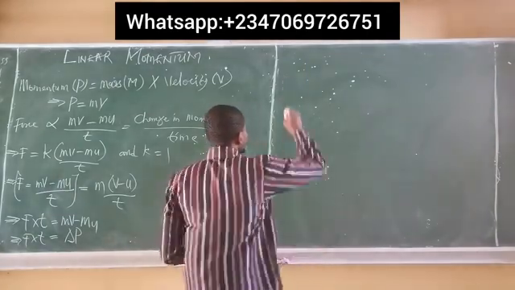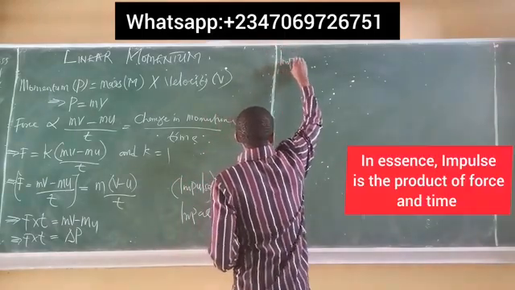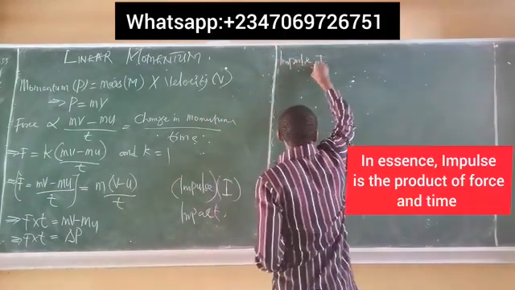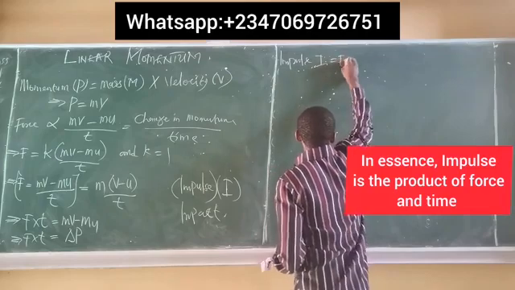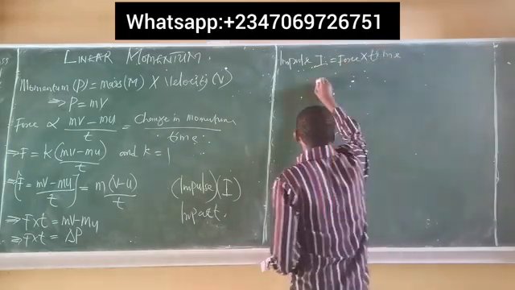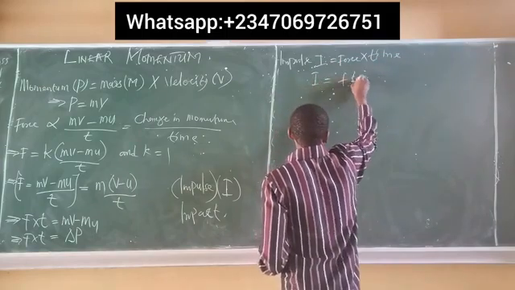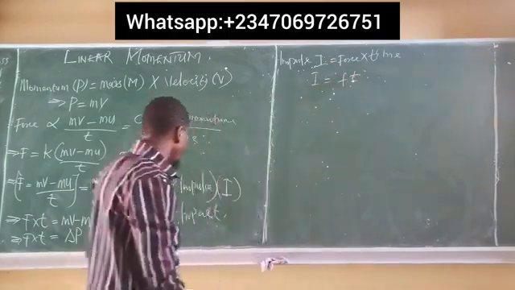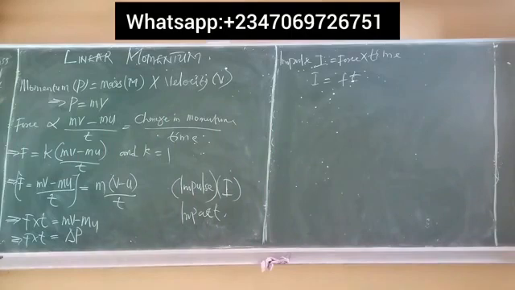So we are saying that impulse I is equal to force acting over a short time, so force times time. I is equal to F times t. And if you look at this equation, force times time is actually the change in momentum. Remember, force times time is impulse, and change in momentum simply means the change in mass times velocity.